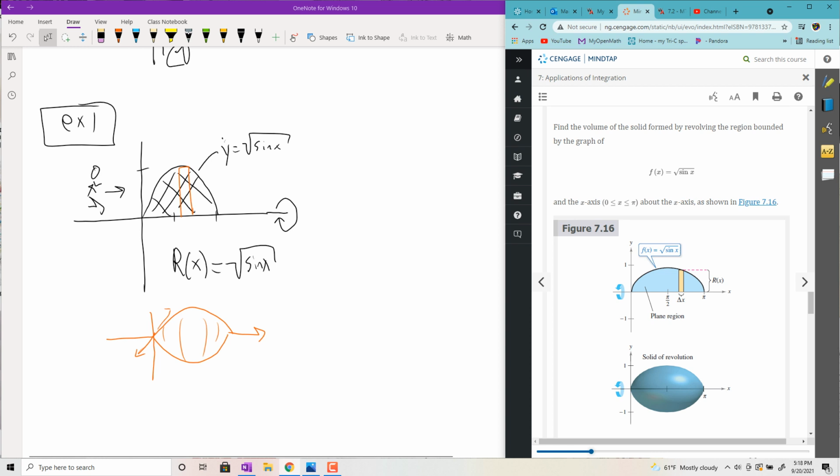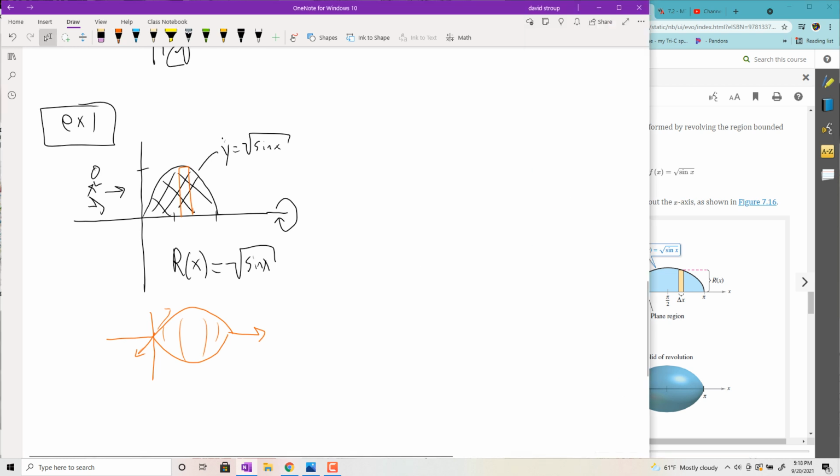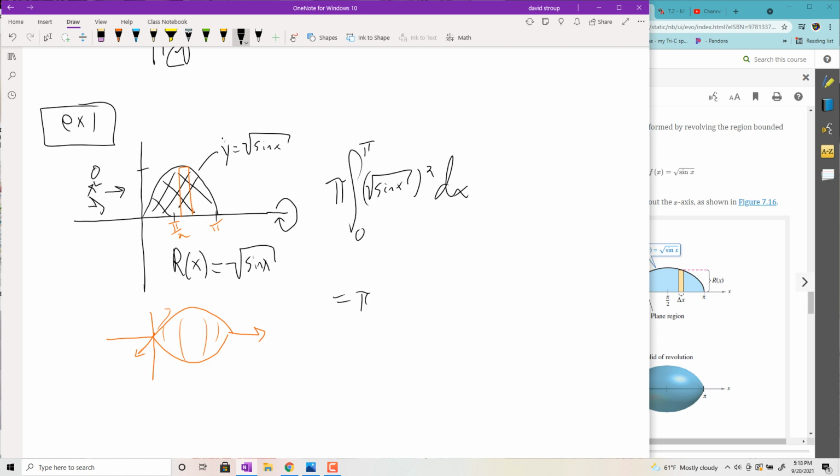Okay. So to get the volume, I'm going from 0 to pi, and I just plop it into my integral of the day, pi r squared. So pi times the square root of sine x squared dx, going from 0 to pi. So I get pi integral of sine x, the square of the square root makes the square root go away. And then this will be negative pi cosine x from 0 to pi.